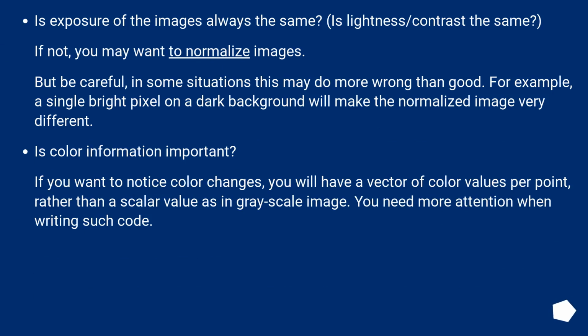Is exposure of the images always the same? Is lightness/contrast the same? If not, you may want to normalize images. But be careful, in some situations this may do more wrong than good. For example, a single bright pixel on a dark background will make the normalized image very different. Is color information important? If you want to notice color changes, you will have a vector of color values per point, rather than a scalar value as in grayscale image. You need more attention when writing such code.